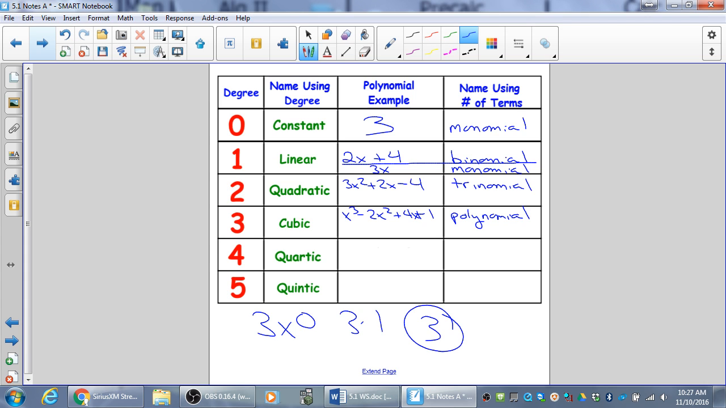Now you could still have a cubic that's a monomial. X to the 3rd. That's it. If you just had x to the 3rd, that's a cubic because it's a power of 3 and you only have one term, so it'd be a monomial. So cubics don't have to be polynomials.